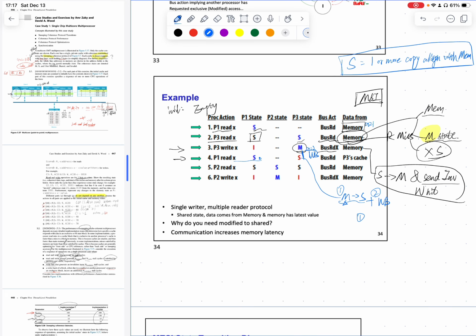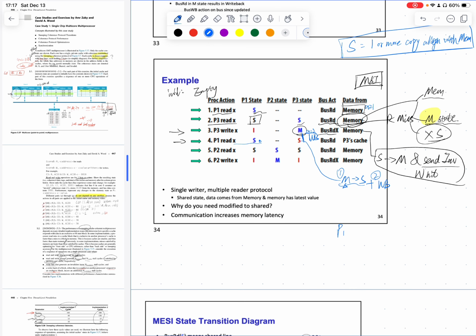Let me see, I can have a better explanation like P1 and P3. P1 initially is invalid, so actually you can say it's nothing. But P3 has something in the modified state, like a equal to 2. But memory will say I have a equal to 1 because I did not update it. So when we want P1 to read X, okay, it's X.